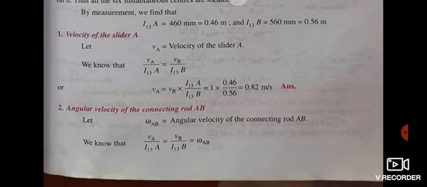Second point, angular velocity of connecting rod AB. Let omega AB be the angular velocity of connecting rod AB. We know that VA by I13A equal to VB by I13B equal to omega AB.